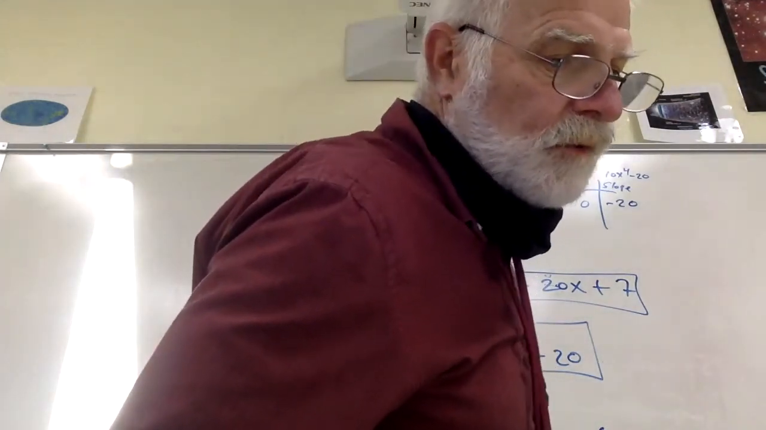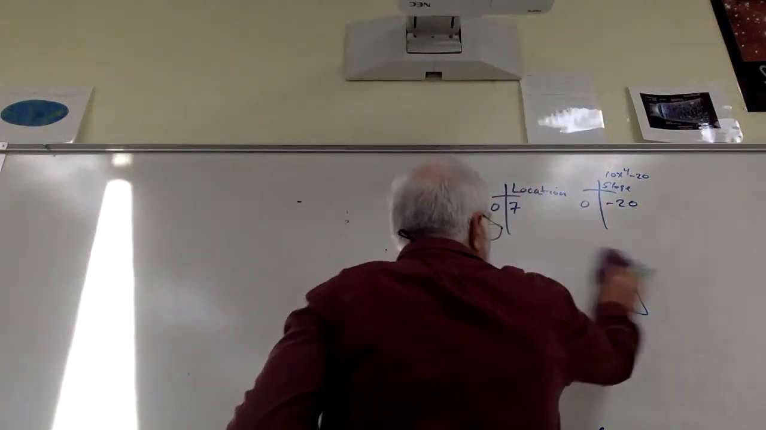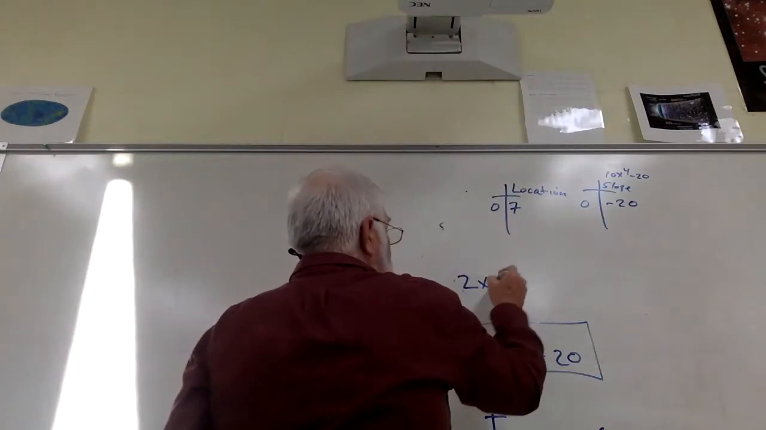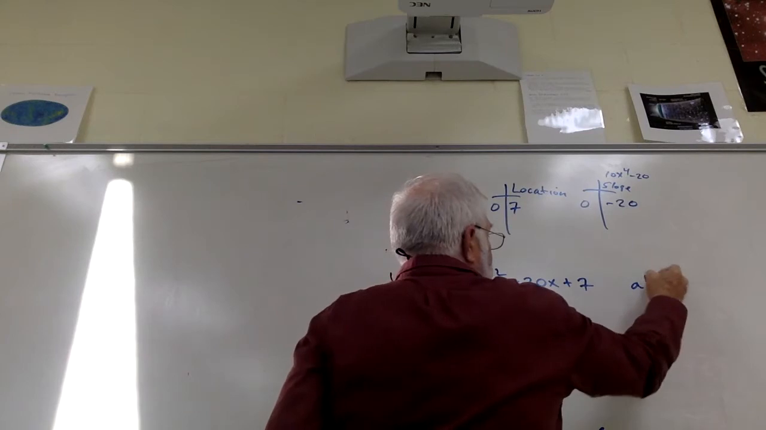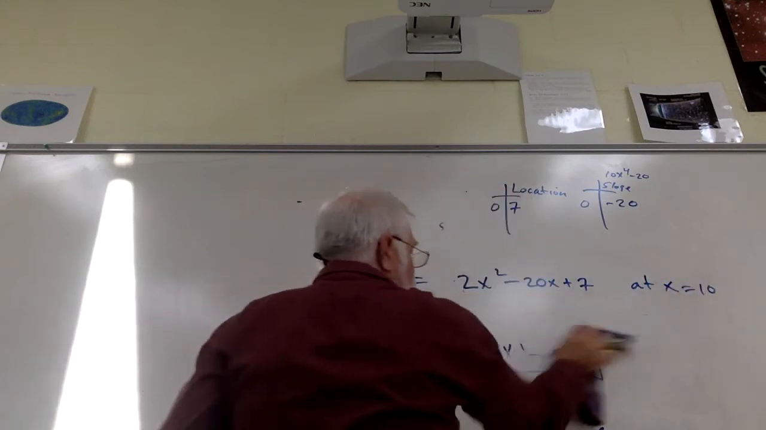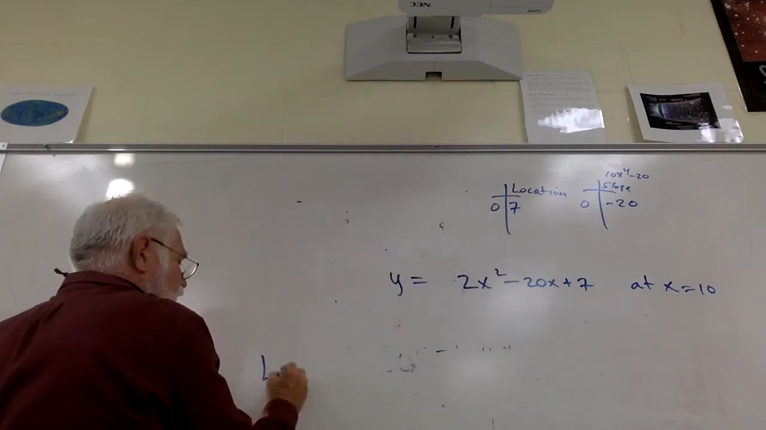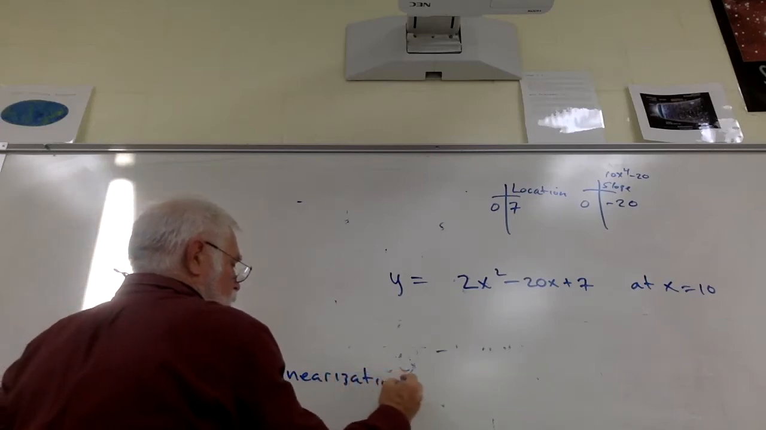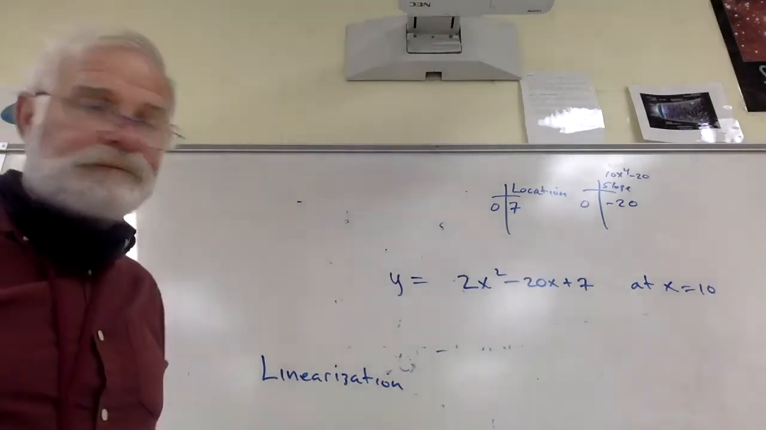Then we wanted to find the equation of the line tangent to 2x squared minus 20x plus 7 at x equals 10. And so what we're doing right now is something called linearization. Fancy term for writing the equation of a line. And linearization is going to allow us to do a bunch of things in calculus.